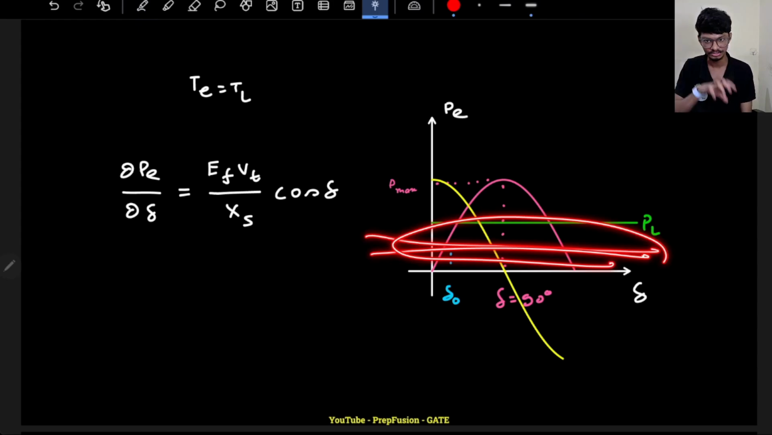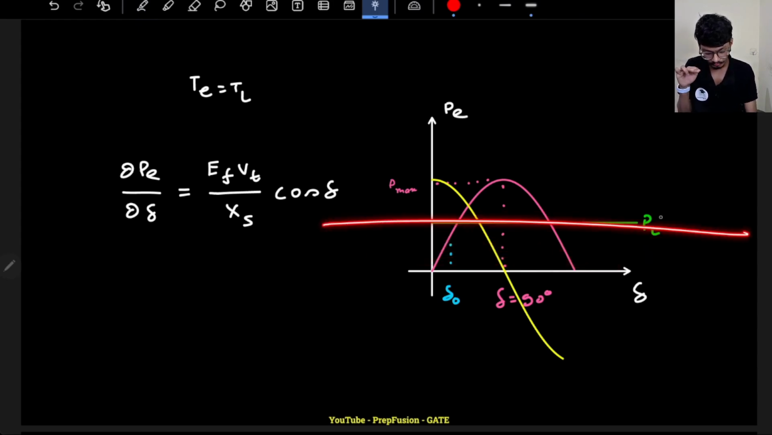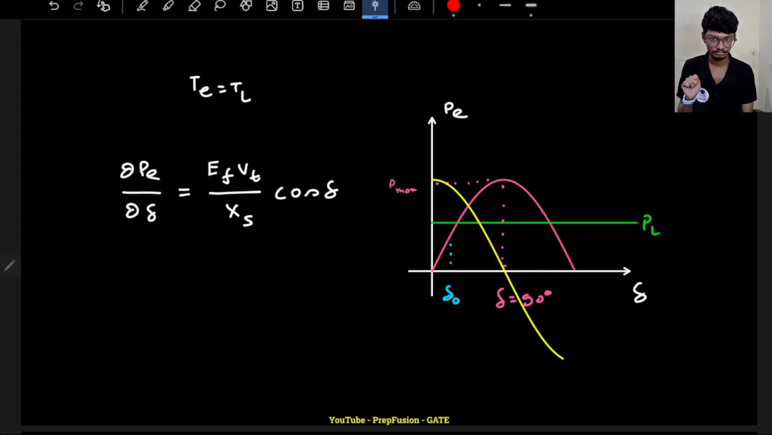Load power and developed power was equal. Suddenly if I increase the load, what will happen? The rotor will feel the increased load, same like a motor. Let's say I increase the load on the motor. If I increase the load on the motor, what will happen?